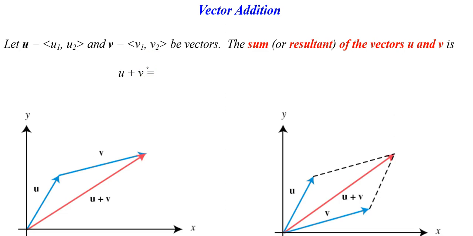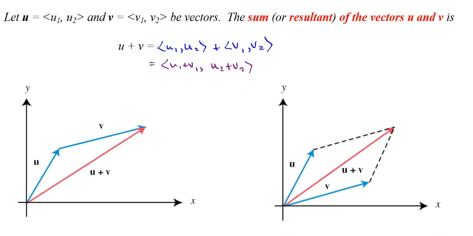If we want to find the sum, or sometimes it's referred to as the resultant of the two vectors, then all we do is add together the horizontal components and add together the vertical components. So when we have u plus v, we take vector u in its component form as u1, u2, plus vector v in its component form, which is v1, v2. Again, all we do is add the components together. So this is u sub 1 plus v sub 1, and then u sub 2 plus v sub 2.